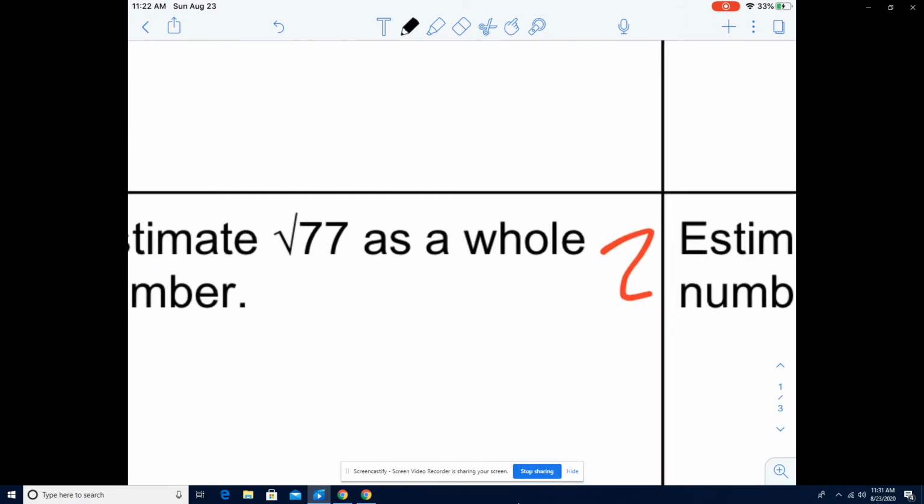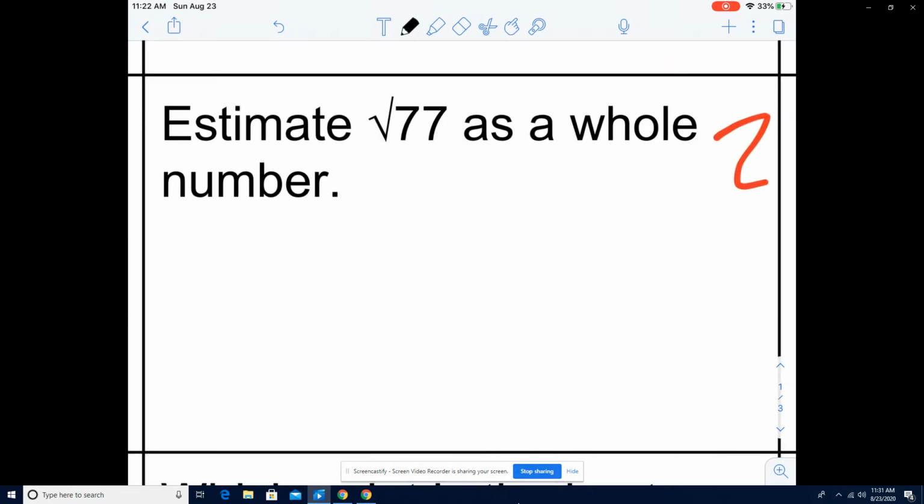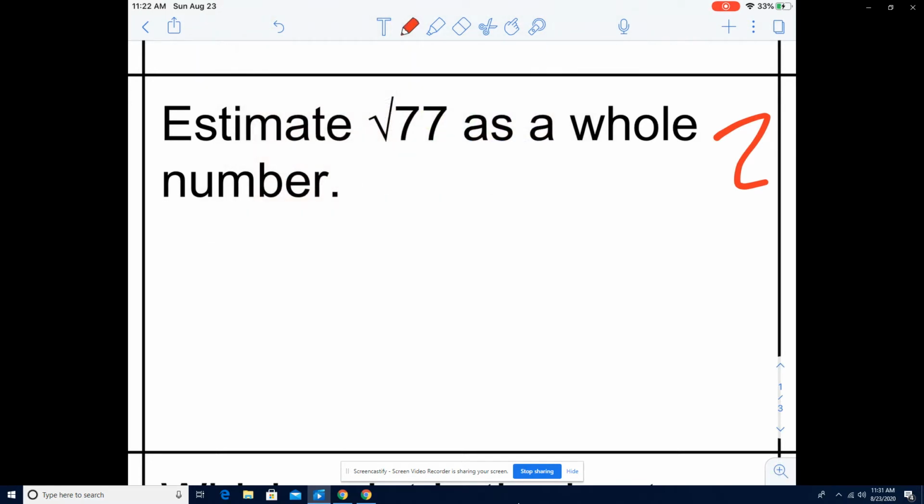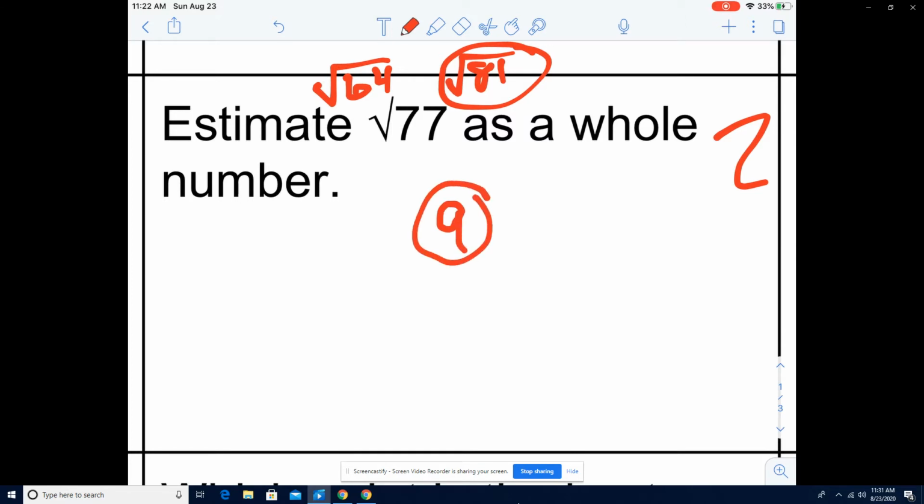The second type of problem we're going to look at is how to estimate a square root to the nearest whole number. So on this, you would do this. You want to find the square root above and below so that you can figure out which one is closest. The one below is the square root of 64. The one above is the square root of 81. You can always go back and use that chart, or you can Google square root charts, and it'll pop up. So 77 is closer to the square root of 81. Well, the square root of 81 is 9.